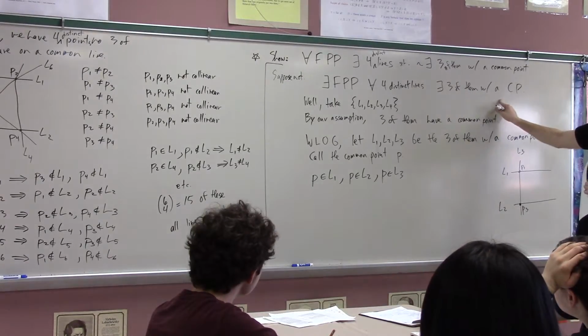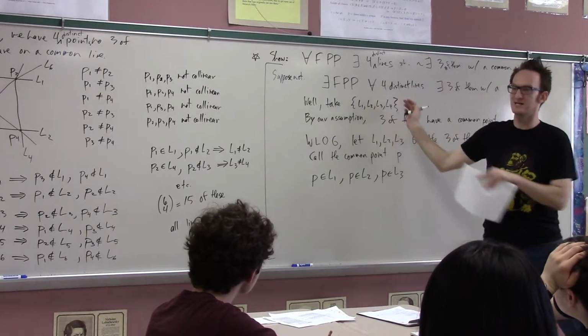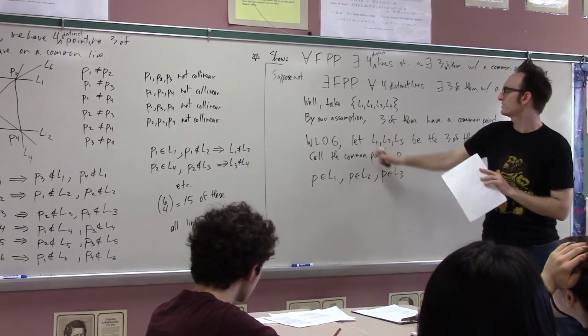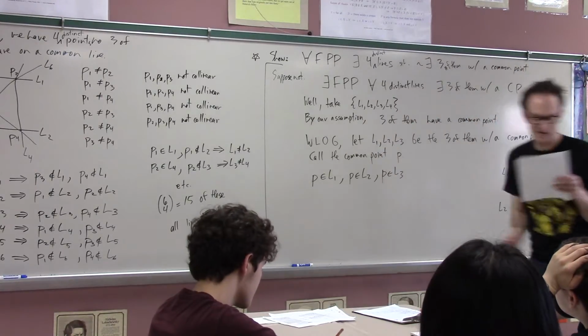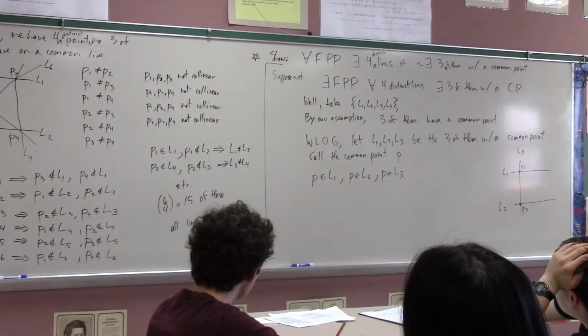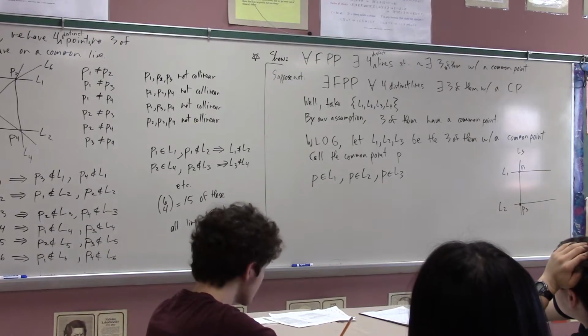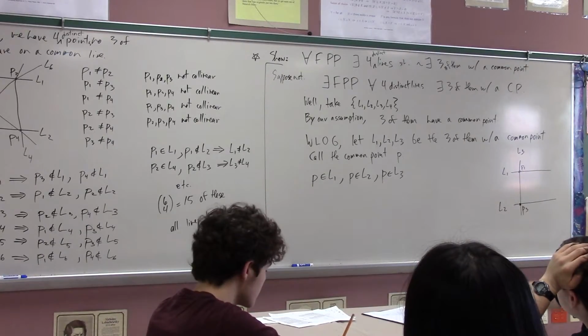Now my assumption, which I hope leads to a contradiction, is that 3 of these lines have a common point. And now I'm saying, well, as the lines are all symmetric, I'll just take these 3. Suppose these 3 have a common point. So I'm waiting for the contradiction.